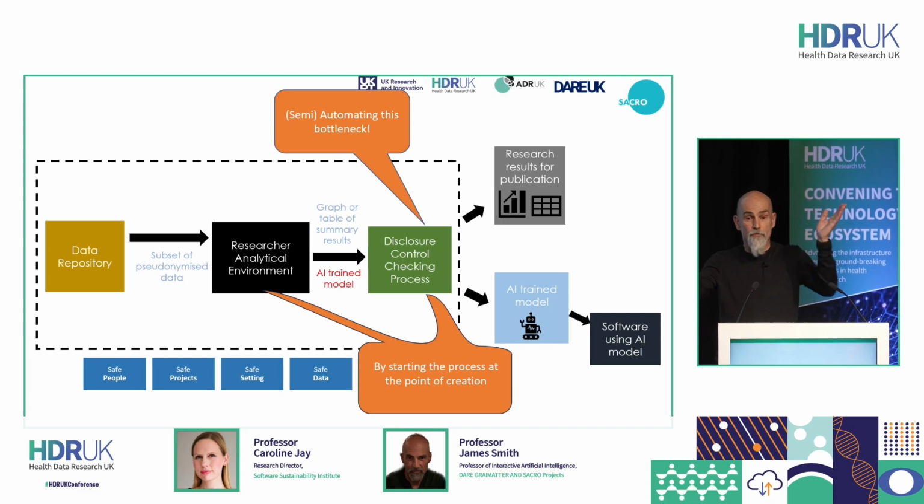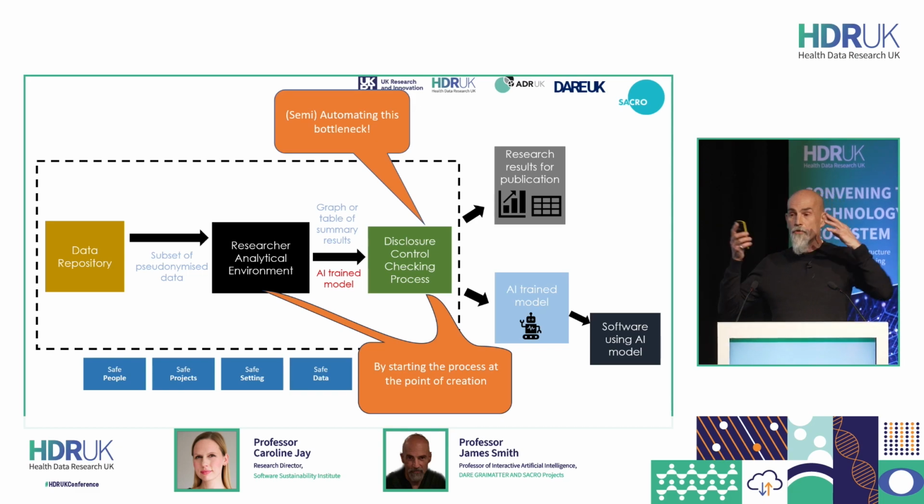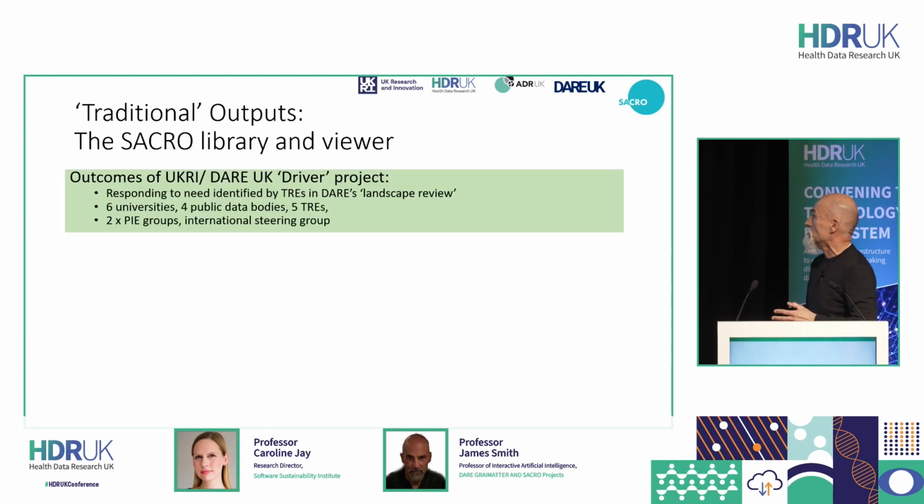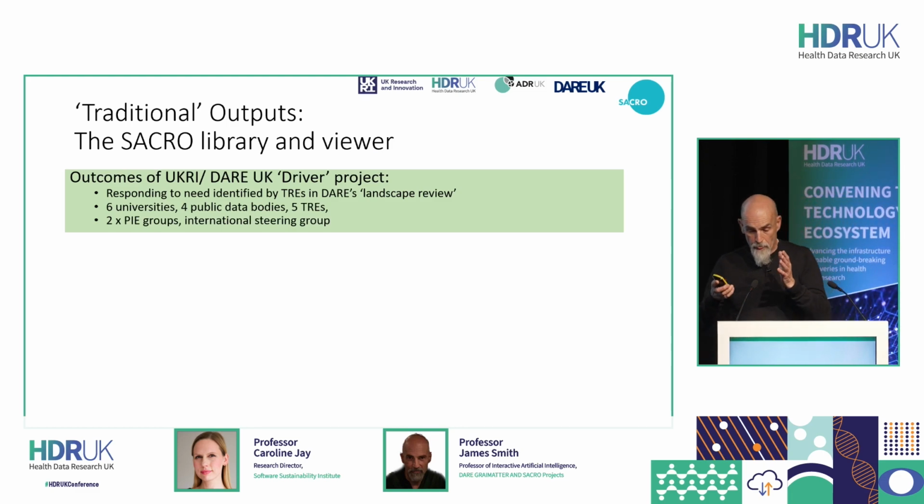We don't know how to do it. Now, there are 2 ways to deal with a bottleneck. The first one is to make it faster to get through, and the second one is to reduce the amount of stuff approaching the bottleneck by reducing the number of potentially disclosive outputs that are produced. And so the things we're talking about today are very much about engaging the researchers right from the start in the process of output checking, so that egress control is something that is done with them, not to them.